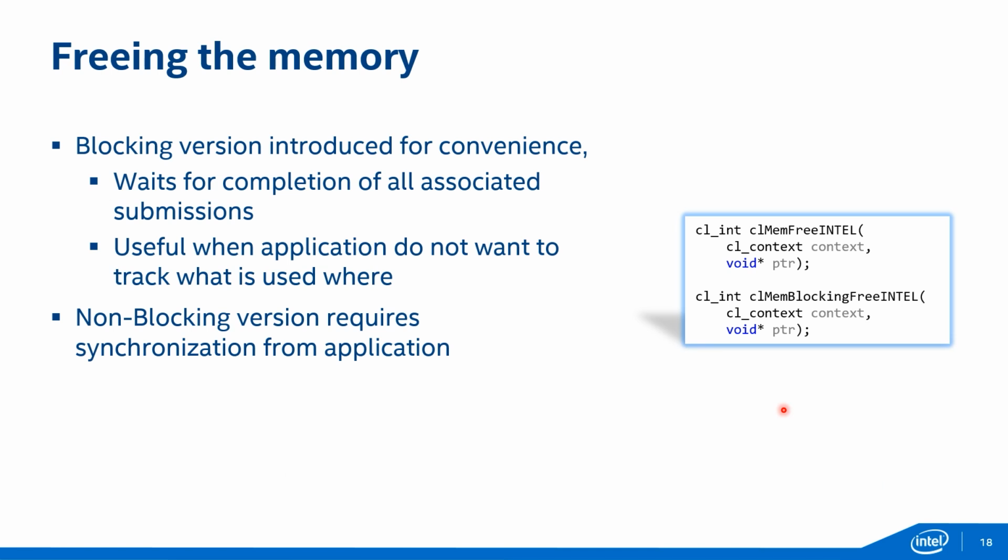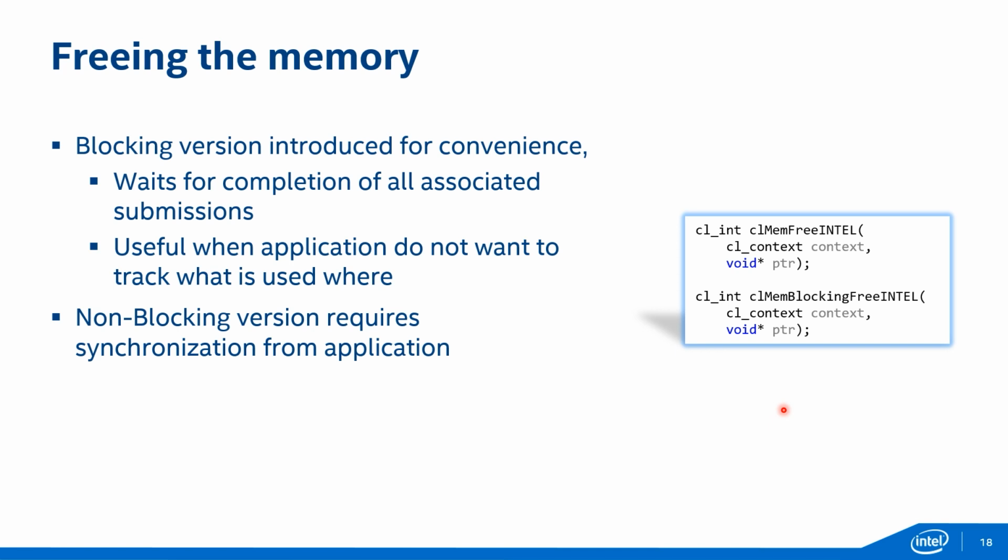Here I'll explain the calls that we added to actually free the memory. We have two calls. We initially started with the clMemFreeINTEL call, which just freed the memory in place. But we discovered that for convenience, some users do not want to track if the pointer is still in use or not, and clMemFreeINTEL actually requires you to do so. You need to make sure that the pointer is not used by any device, because you may free the memory in place. So we introduced a second version of the free call.